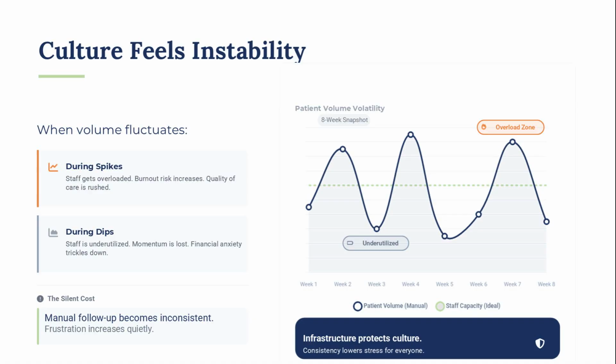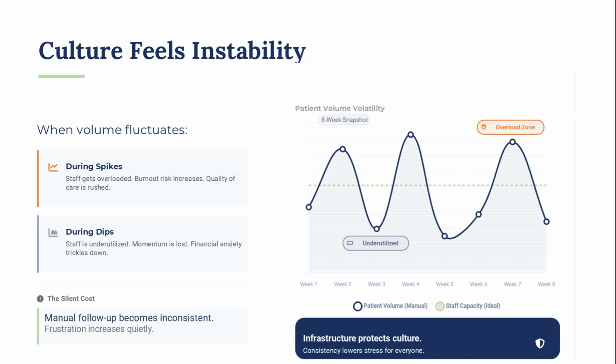But the most important part is quieter. Manual follow-up becomes inconsistent. Things slip. Small steps get missed. And frustration builds, not all at once, but gradually. Because the team isn't operating inside a stable system. They're reacting. And over time, that variability becomes culture. And that's the opposite of the calm we've been pointing toward.